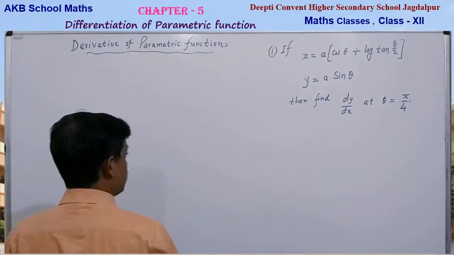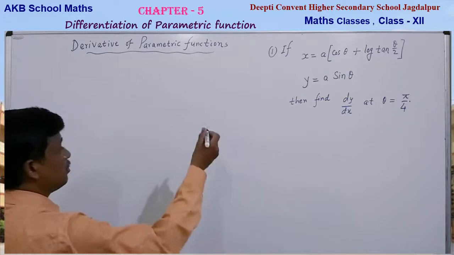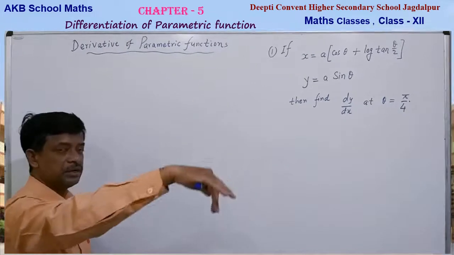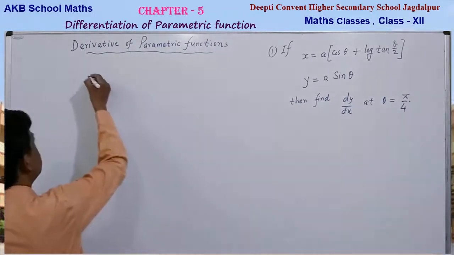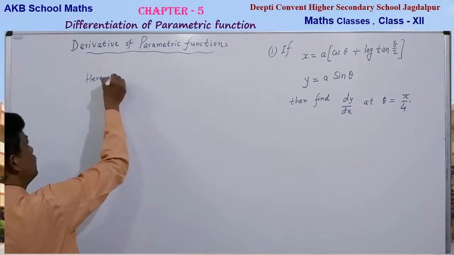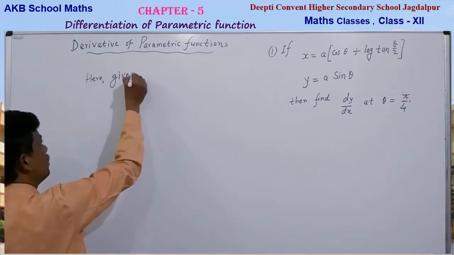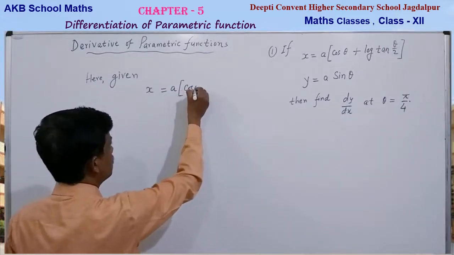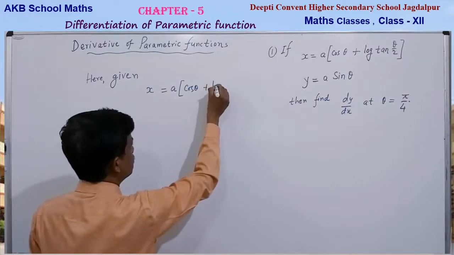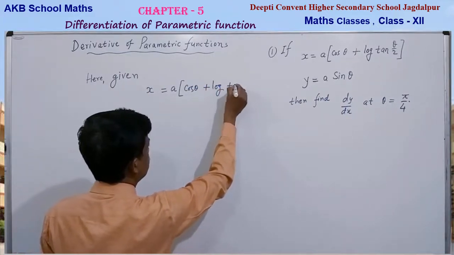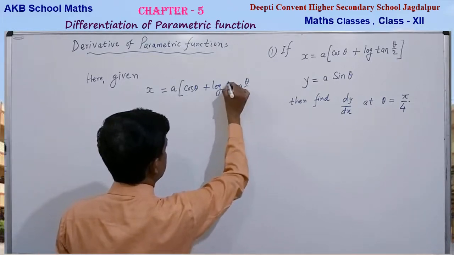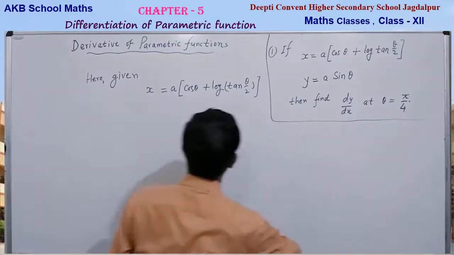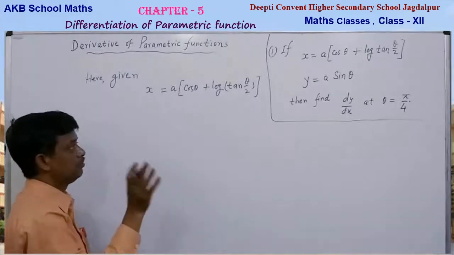Okay, so for this, first of all we have to find what? dx by d theta, dy by d theta, then we can write dy by dx equal to dy by d theta upon dx by d theta. So here, given what? x equals a cos theta plus log of tan of theta by 2. Okay, in this question given.